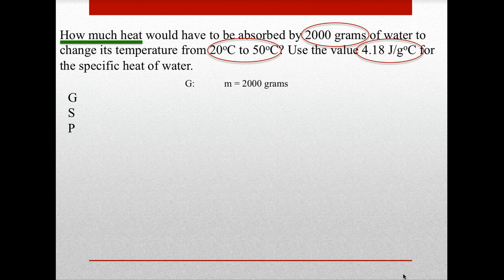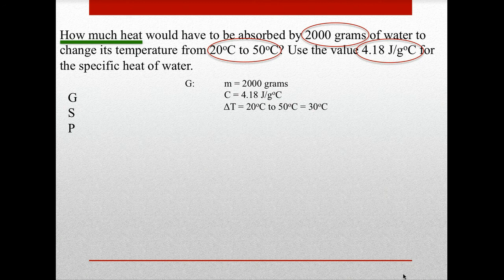So in our given, let's label 2,000 grams. Well, grams is a measurement of mass, so M would be equal to 2,000 grams. 4.18 joules per gram degree Celsius. The joules per gram degree Celsius unit is associated with specific heat, and C is what we're using for specific heat. And delta T, the 20 degrees Celsius to 50 degrees Celsius change, that's a temperature in degrees Celsius, so we're going to use delta T for that. And 20 to 50 is a 30 degree difference.